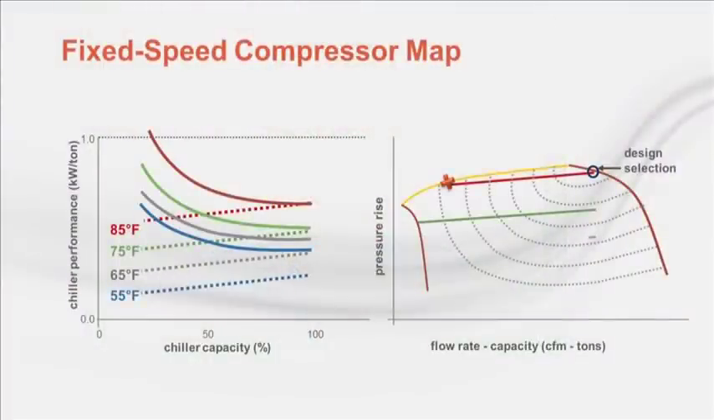Continuing on with the comparison, you see how compressor operation at lower condenser water temperatures operates at lower compression efficiencies. However, even though the compressor efficiency is reduced at lower pressure rise values, the reduced work at the lower condenser water temperatures results in improved chiller kW per ton values.